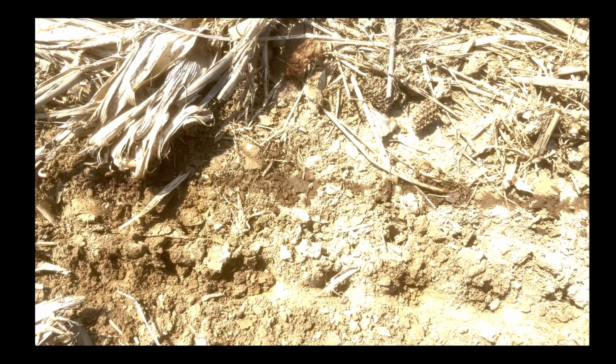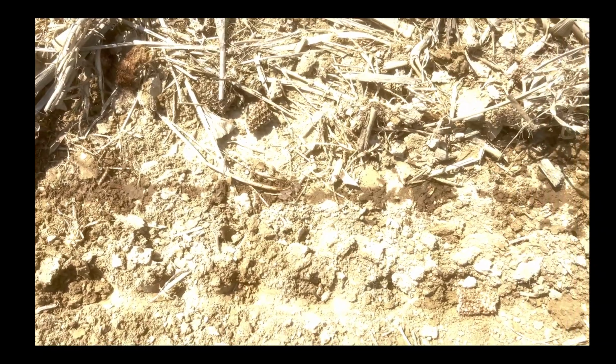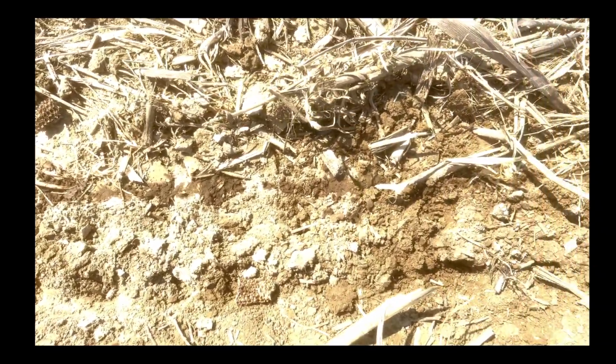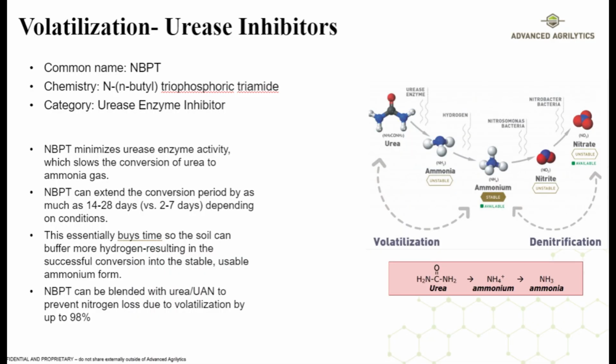Well, we can either try to incorporate that urea or we can band it like we're seeing here. Our third option is to use a urease inhibitor with the active ingredient of NBPT or duramide. And what these products are going to do is prevent urea hydrolysis for about 10 to 14 days, which is going to give us time to get a rainfall and move that into the soil surface where we don't have to worry about volatilization.